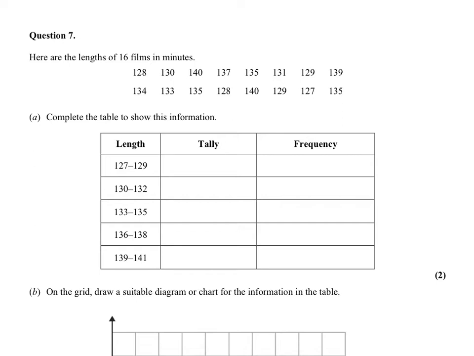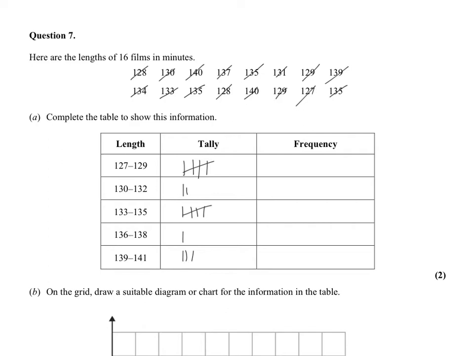Question 7. It says, here are the lengths of 16 films in minutes. We're asked to complete the table to show this information. Well, we're given a tally and a frequency column, so we can use the tally column. So 128, that'll go in this, then 130. It's good to be systematic about this. I'm going to continue this whilst I pause the video.